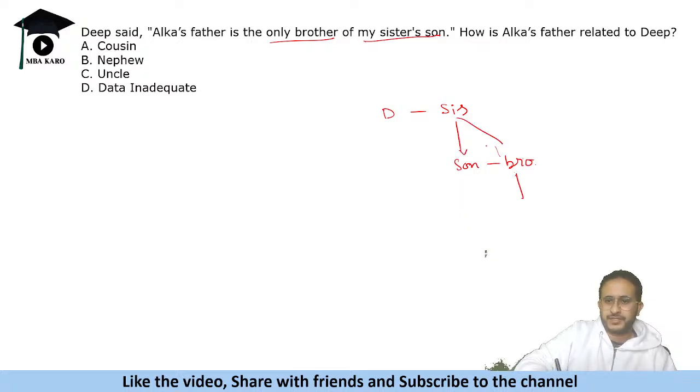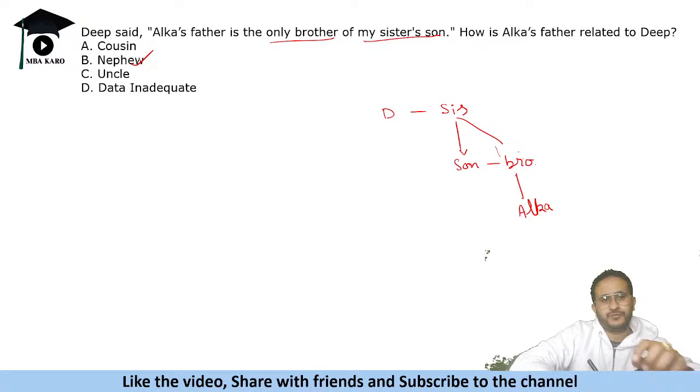Sister's son, this is. His only brother will be this. So this is Alka's father. How is Alka's father related to Deep? Alka's father is what? Sister's son. Okay, so that is nephew.